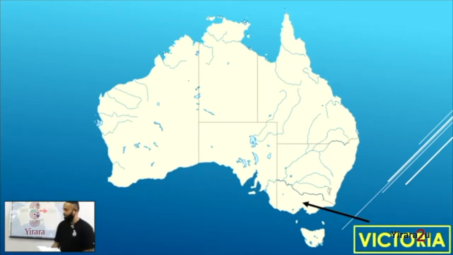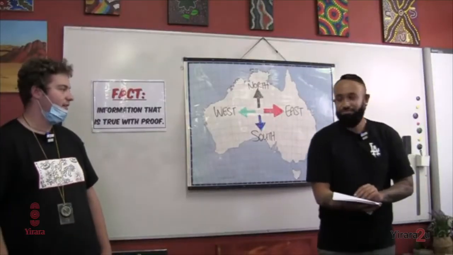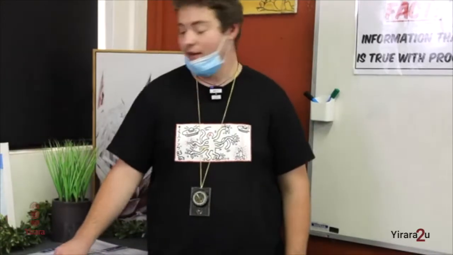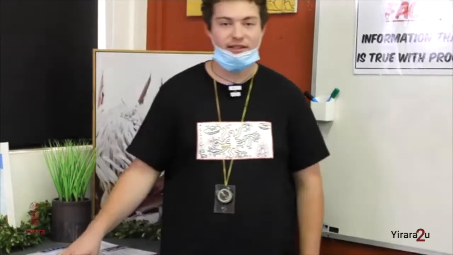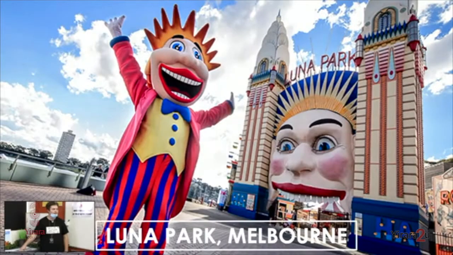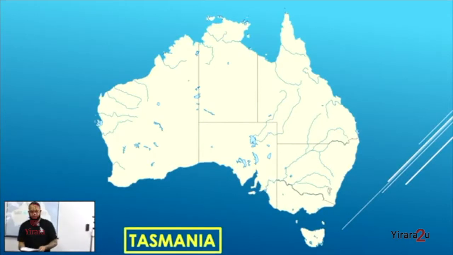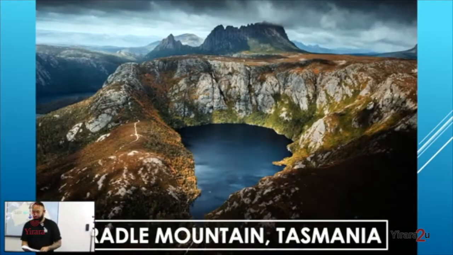I'll let Max explain this because this is where he's from. Yes, Victoria is one of the southeastern states of Australia, and one of the most famous things in Victoria, in our capital Melbourne, is Luna Park, which is a really fun place to visit with lots of rides. Yeah, nice, awesome. All right, the southernmost state of Australia, our next place is Tasmania, and as you can see, one of the famous attractions of Tasmania is Cradle Mountain. Very cold there, very cold.